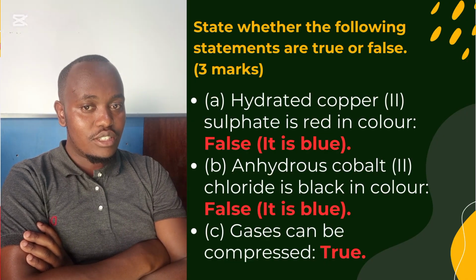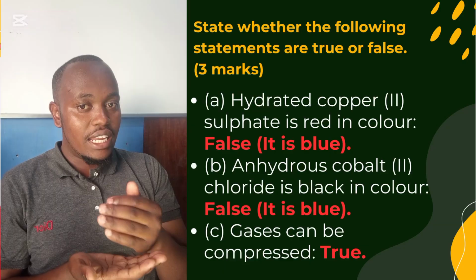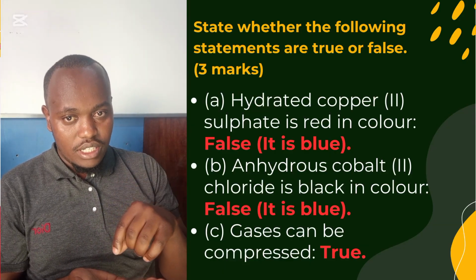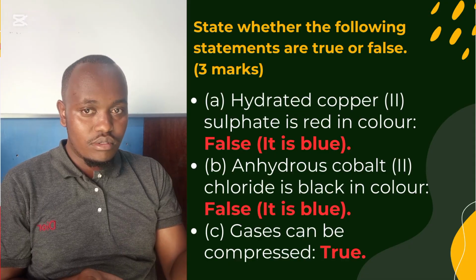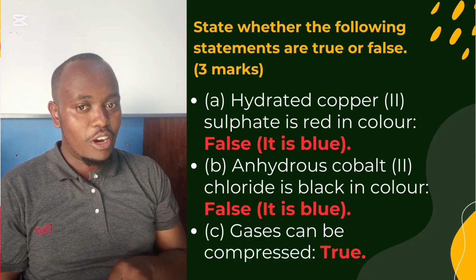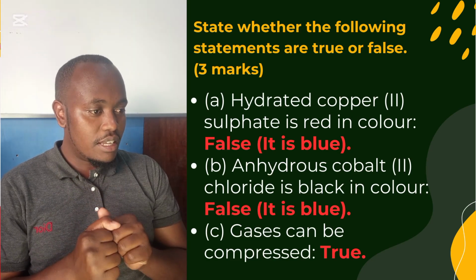Remember, this is used to test for the presence of water. You take anhydrous copper 2 sulfate, you add a liquid that you want to test whether it's water. If it is water, it turns blue. So anhydrous copper 2 sulfate is color white. It is white. Good. Now you have learned something.